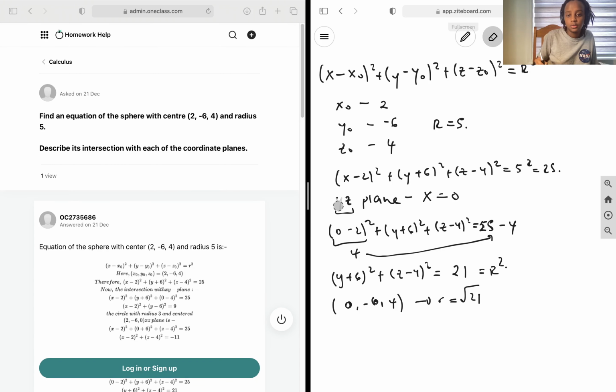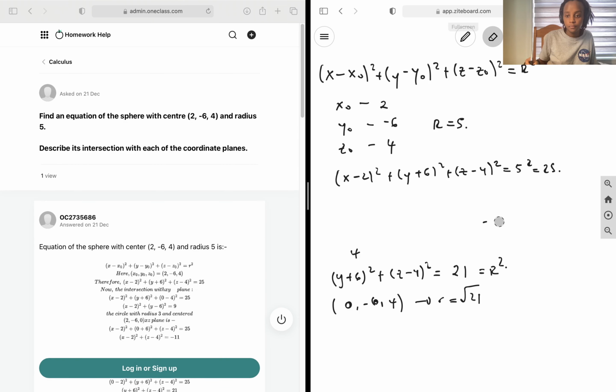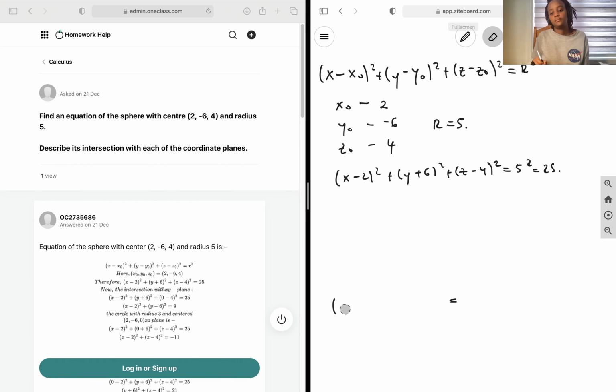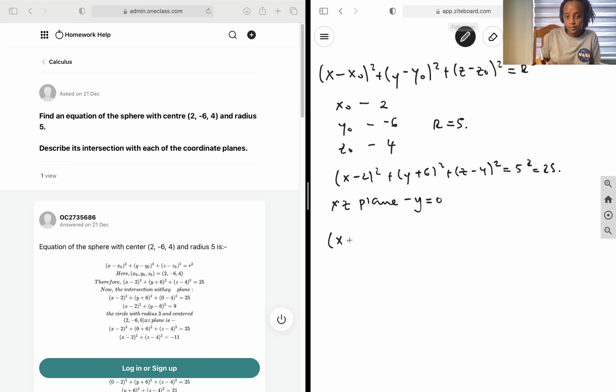And last but not least, we are going to do the xz plane. This one's going to get a little bit weird, but when you actually see it, which you will soon, you'll understand it a little bit more. And so in the xz plane, y is equal to 0. And so again, just plug that right back in. So x minus 2 squared plus 0 plus 6 squared plus z minus 4 squared is equal to 25.